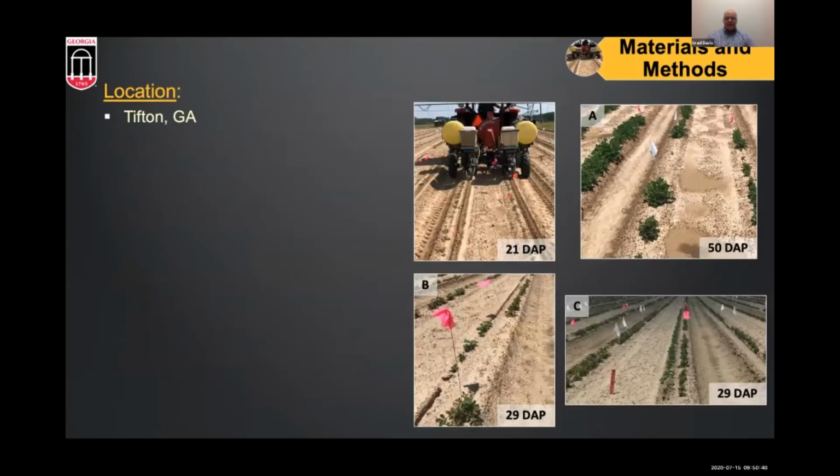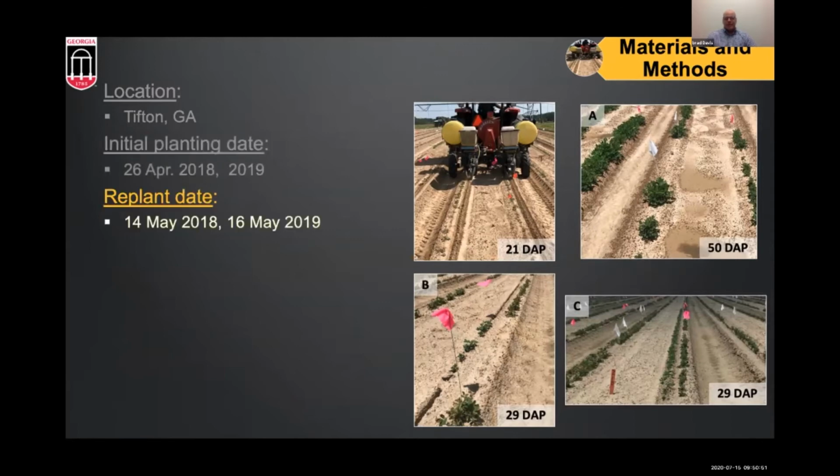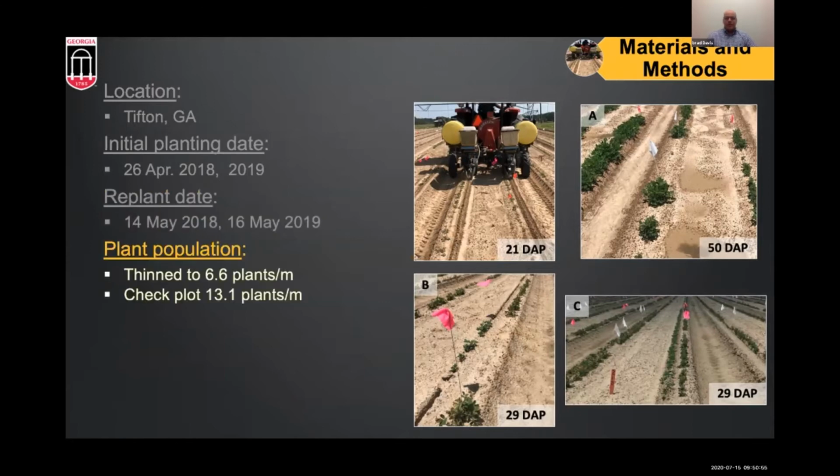The location is in Tifton, Georgia. The initial planting date was April 28th for both years in 2018 and 2019. The replant date was May 14th and May 16th. The plant population for every plot, each row was thinned back to a population of 6.6 plants per meter with a check plot at 13.1 plants per meter in each row.